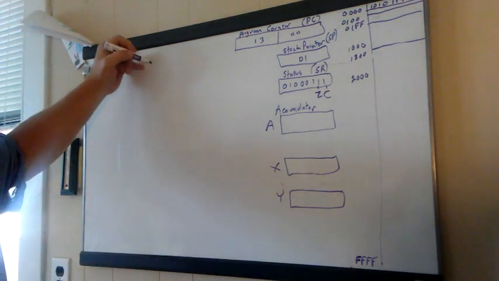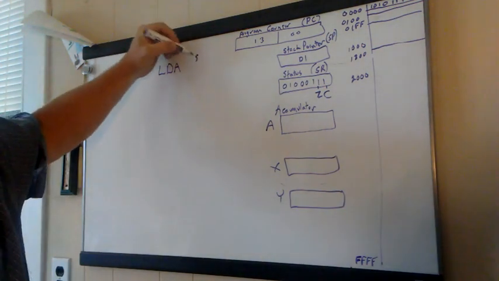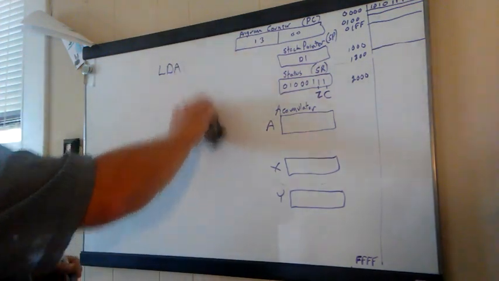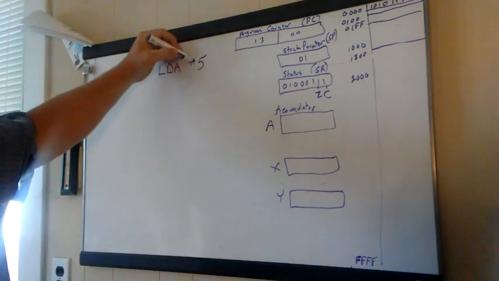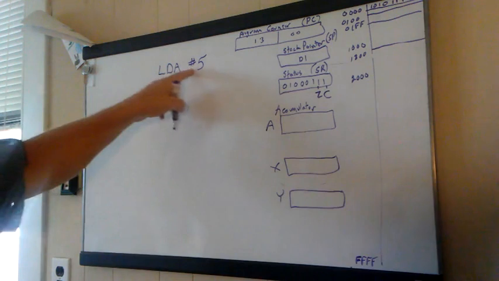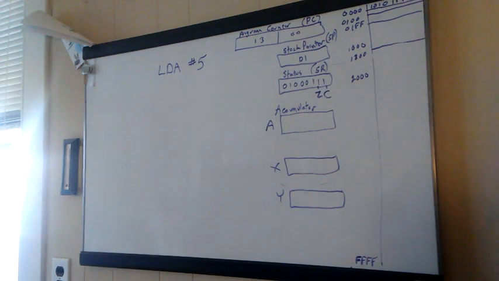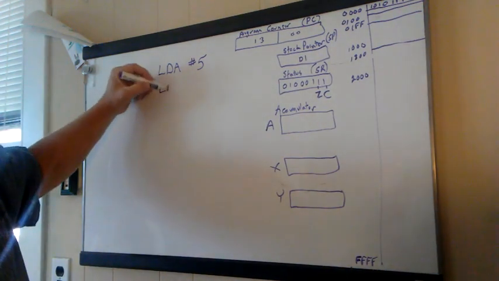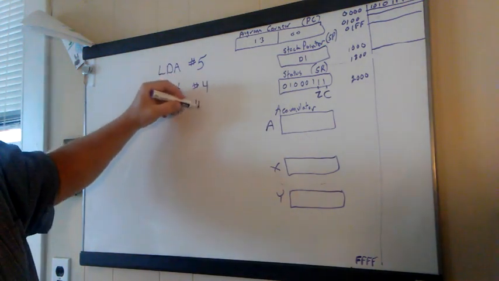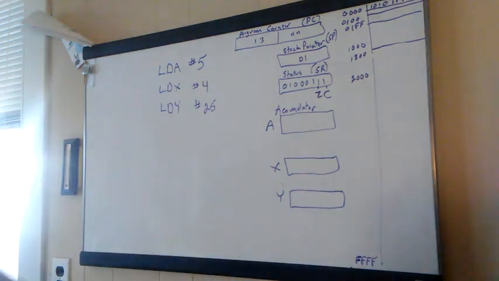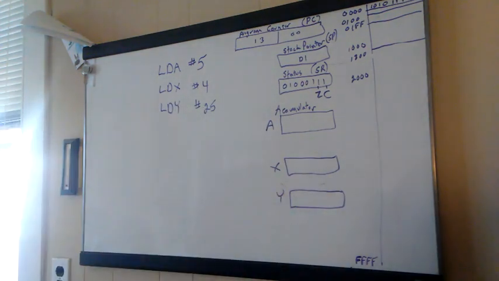So for instance, you have load commands. You can load A with, let's say we just want to load a number directly into A. You can just say load A #5, and if you just want to load a number, you put a hash sign in front of it. This just takes the number 5 and puts it in the accumulator. And you can do the same thing with load X and load Y. You can load numbers directly into them. So that would just take the number 4 and put it in the X register. This would just take the number 25, put it in the Y register.